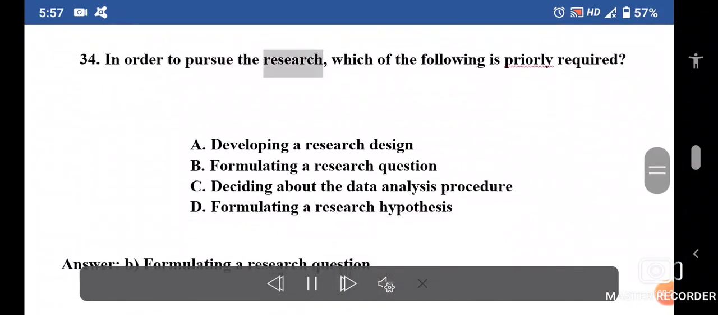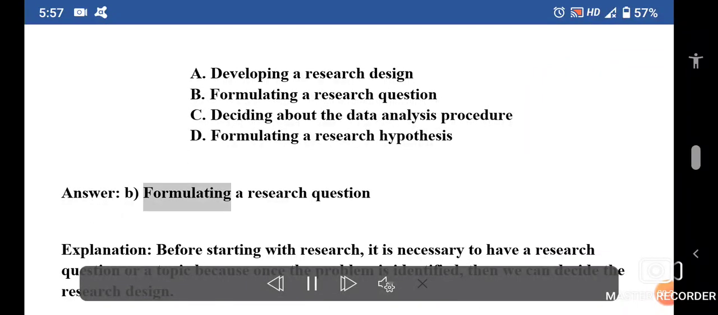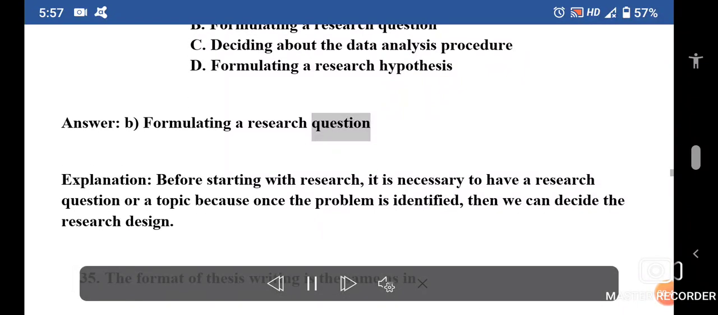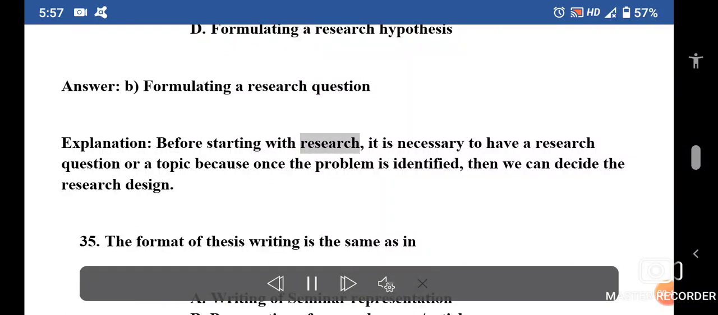In order to pursue the research, which of the following is priorly required? Developing a research design. Formulating a research question. Deciding about the data analysis procedure. Formulating a research hypothesis. Answer B. Formulating a research question. Explanation: Before starting with research, it is necessary to have a research question or a topic because once the problem is identified, then we can decide the research design.